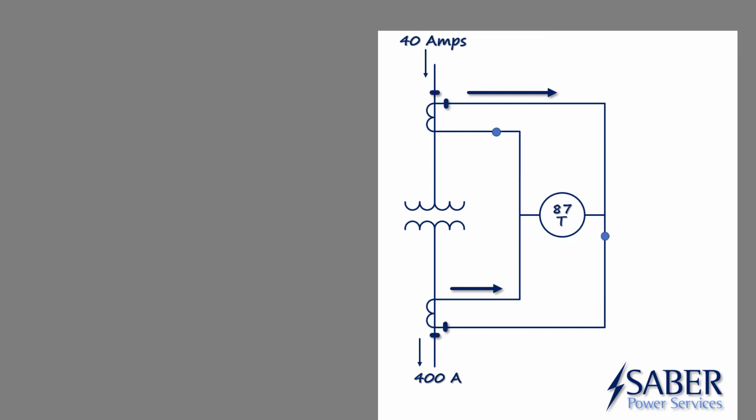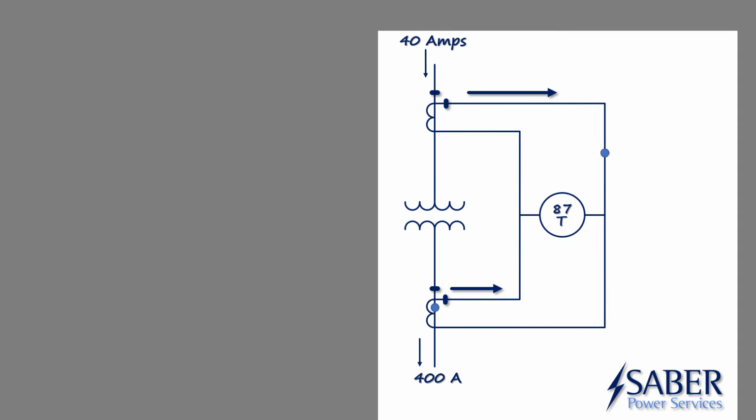So now I have polarity marks on the top and polarity marks on the bottom, and you see that it doesn't affect the current flow whatsoever. I could even change the polarity marks like this, swap them around, and it still doesn't change the current flow. We could do it like this, with the top set of CTs pointing away and the bottom set of CTs pointing in, and it still doesn't affect the current flow.